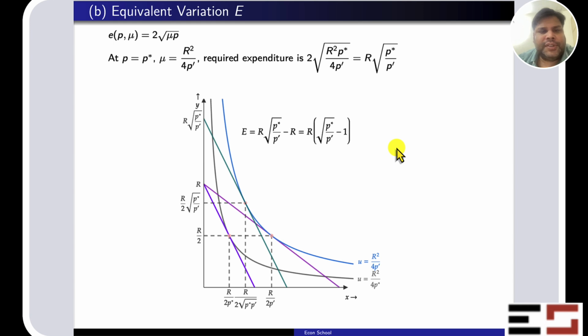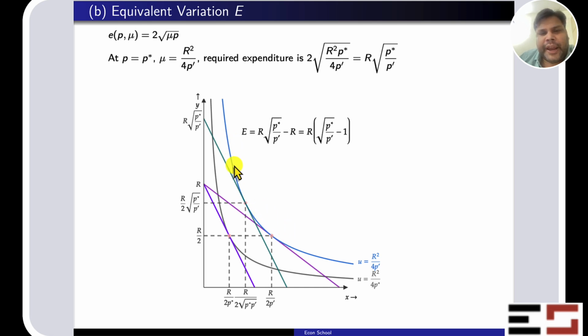What we need to do is, if you see, this was your original situation, this was your new situation, and now you want to keep the price at the original level, which was P star, and you want to give just enough income so that the consumer can attain this new level of satisfaction in equilibrium. Okay, so basically here you have to solve the expenditure minimization problem.